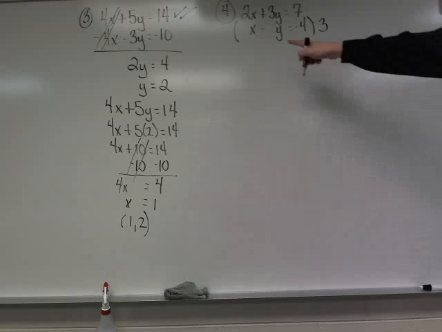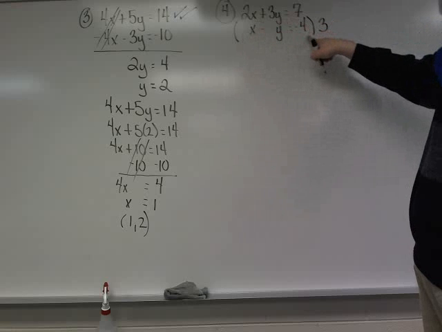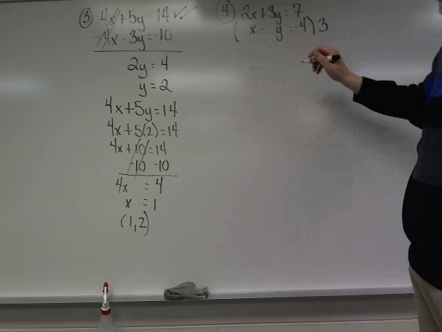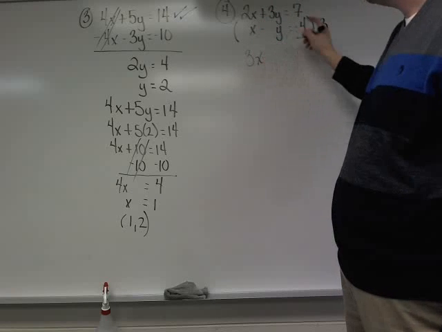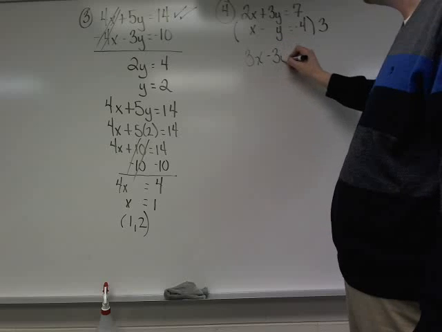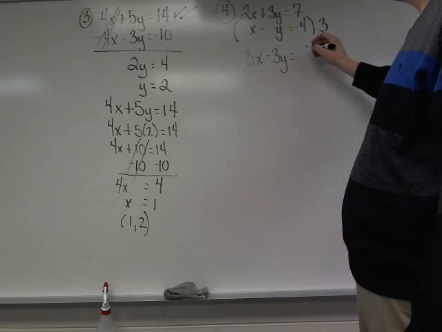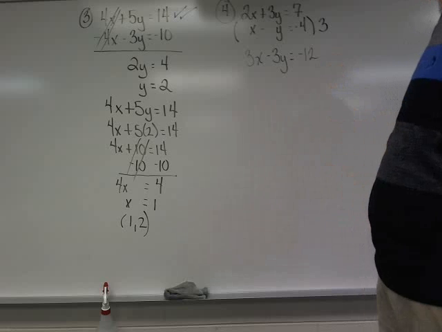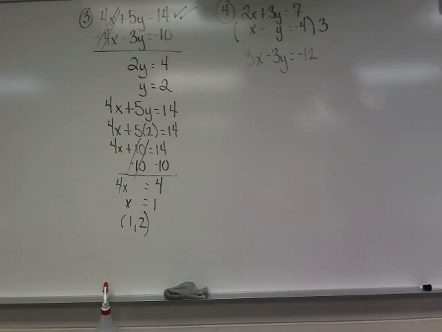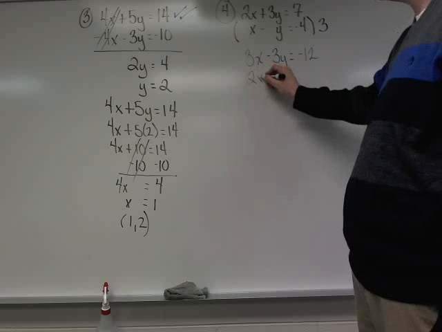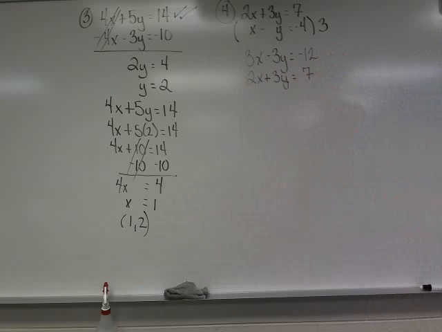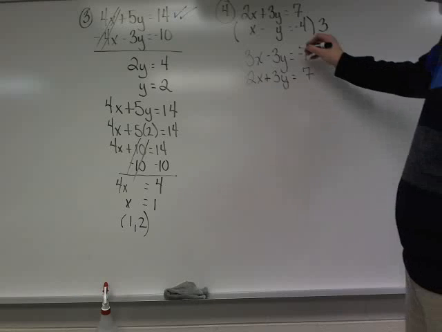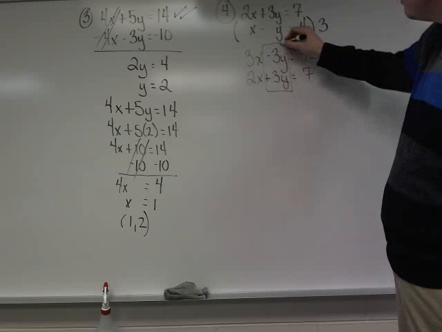Same idea here. I'm trying to make this into a 3, but I have to multiply this by the 3 as well, both of these. So I do that. 3 through to the x, well that's easy, that's 3x's. 3 through to the y is going to give me 3y's. And 3 through to this negative 4 is going to give me negative 12. Now the top equation, I don't need to do anything to it, so I'm just going to rewrite the top equation. So now I have 3x minus 3y equals negative 12, and I have 2x plus 3y equals 7.